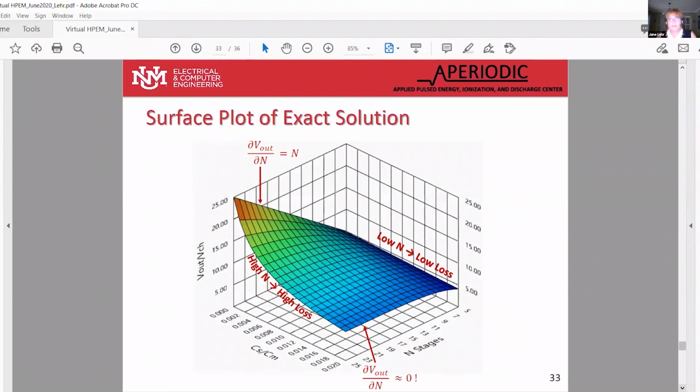This is a surface plot of the exact solution, where again it shows that for just a few stages, we used 5 as a reasonable number, we'll have very low loss, and that's a perfectly good solution. But as you increase the number of stages, you begin to lose more and more voltage. That particularly gets bad when that capacitive ratio increases.